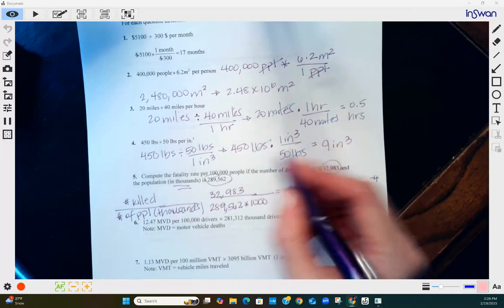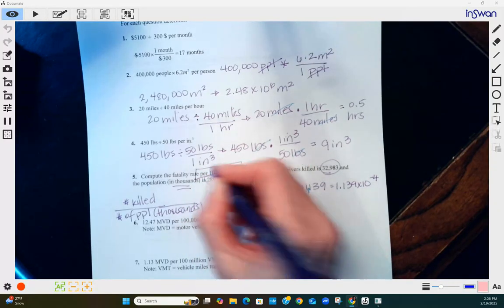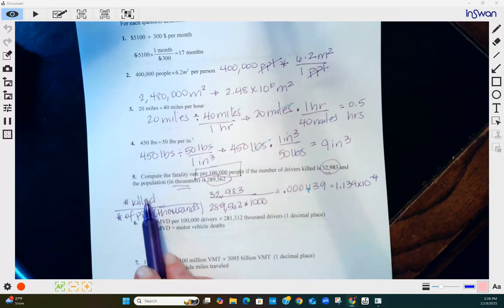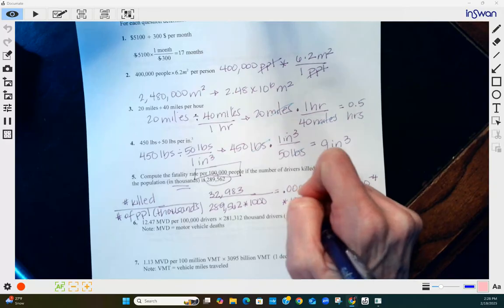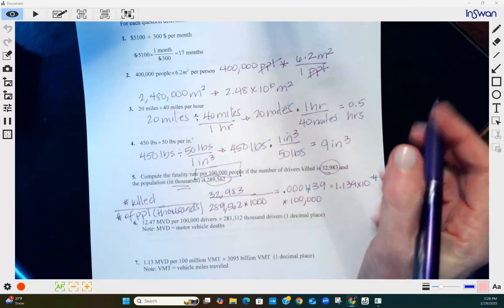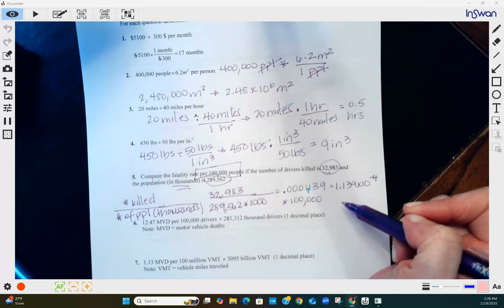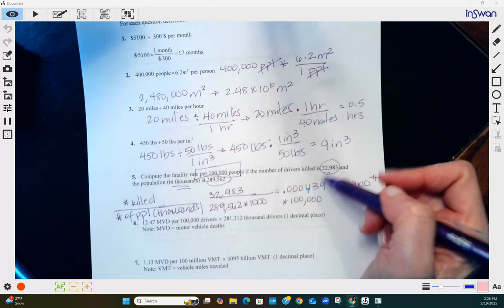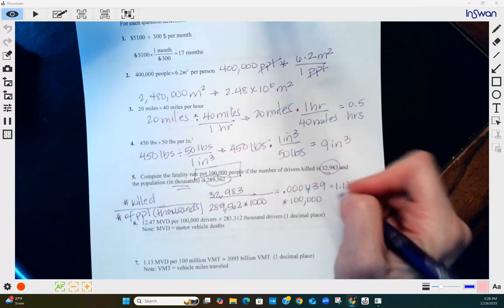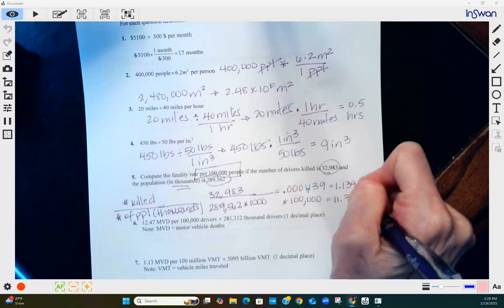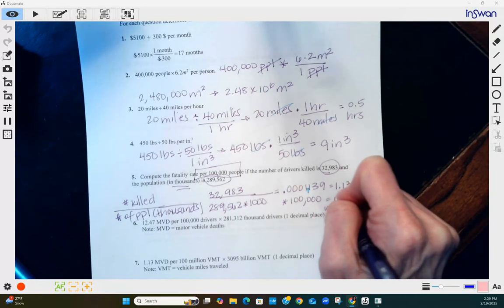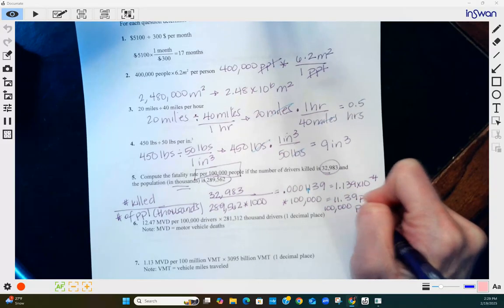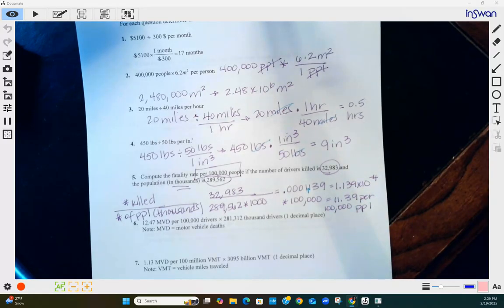But we're still not finished because we have to do per 100,000 people. So after we get the rate of drivers killed over the number of people in thousands, we want to take the number and multiply times 100,000. It doesn't matter which form of the number. This is already in your calculator. You're just going to multiply these, and it's going to give you 11.39 per 100,000 people. That's going to be your answer.